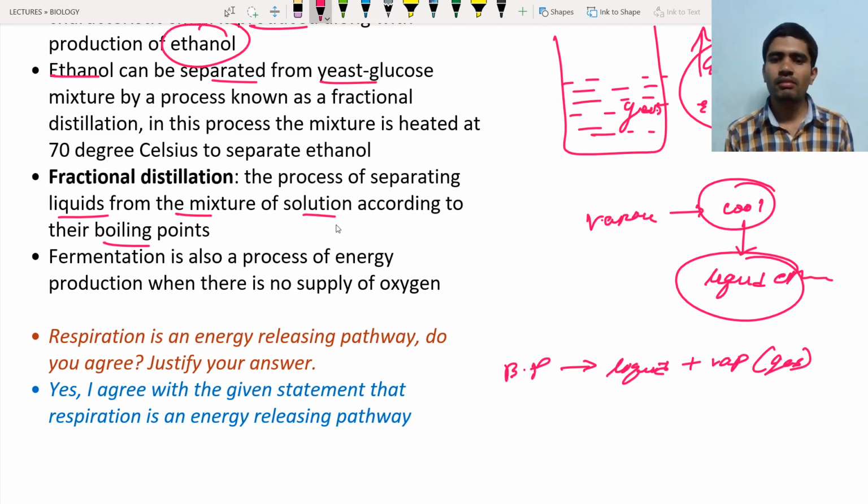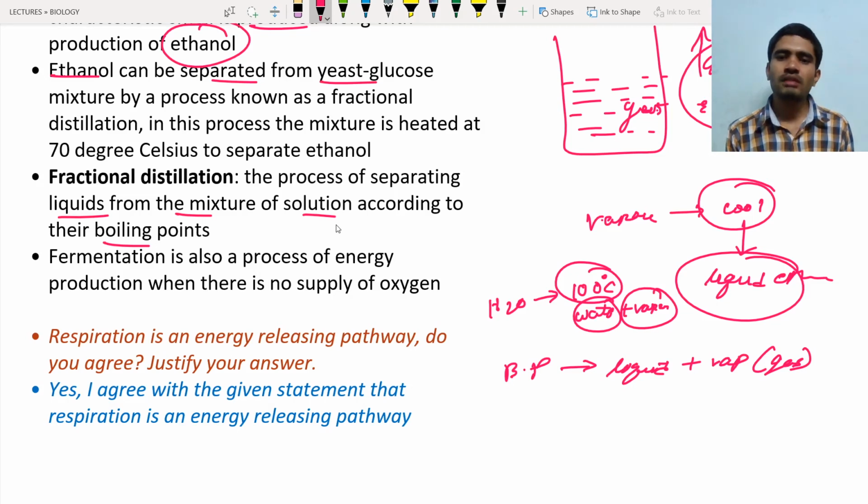For example, take water and boil it. At 100 degrees Celsius, water is present, plus water vapor is also present. It means at this temperature, you can see both liquid and gaseous conditions. That is known as the boiling point. This is one of the reasons we call 100 degrees Celsius the boiling point of water. Then next, what about melting point?